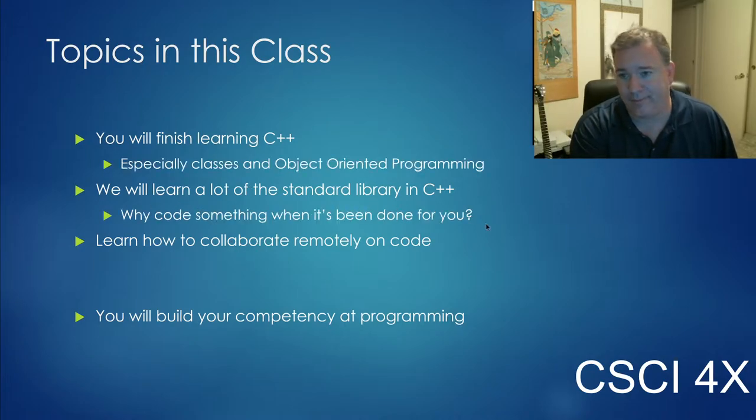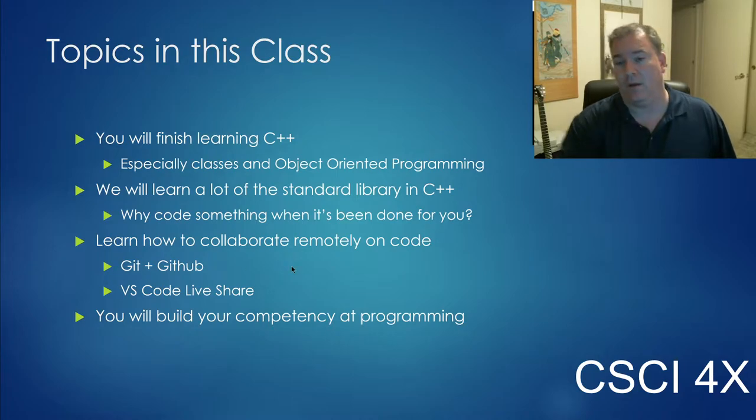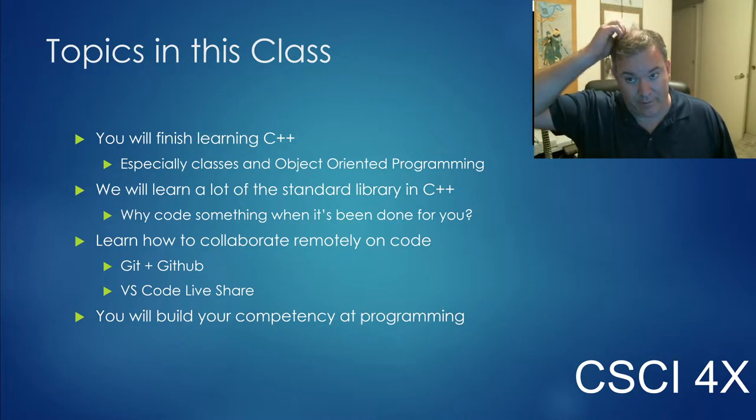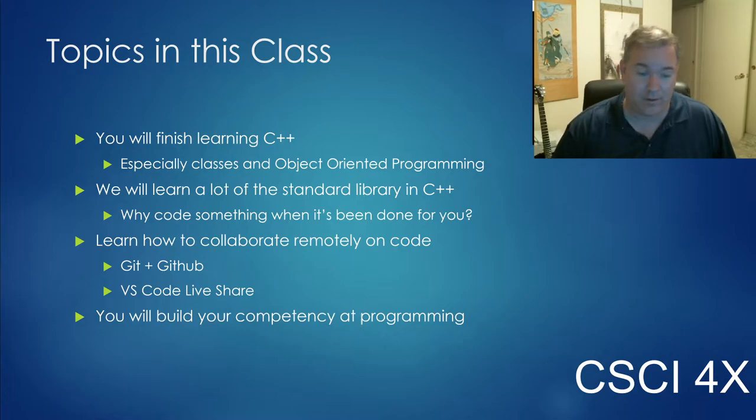Why code something that's been done for you? You're going to learn how to collaborate. That's really important. We're going to learn GitHub. And for those of you who are more Windows-y people, you can use Visual Studio Code Live Share to collaborate on code together. For the first programming assignment, which is a partnered assignment, we're not going to go into that. There's enough in the first week, trust me. But it's really important to learn how to collaborate with people on code, especially now that you're online and remote. It's a really good opportunity.